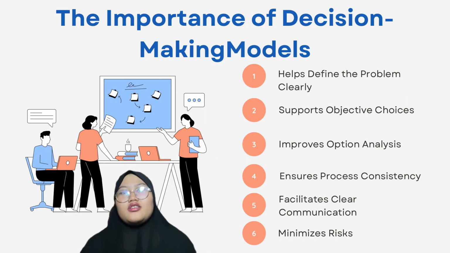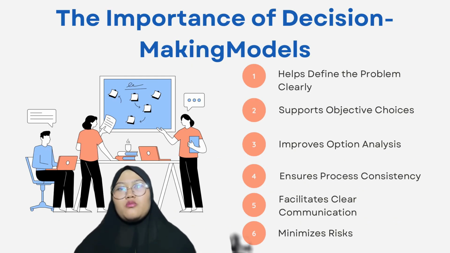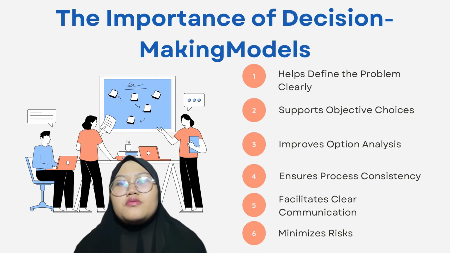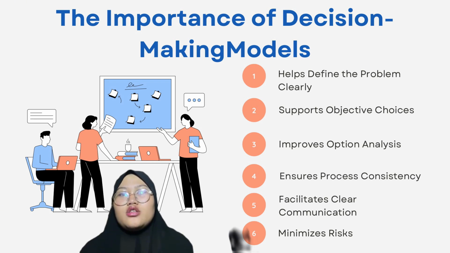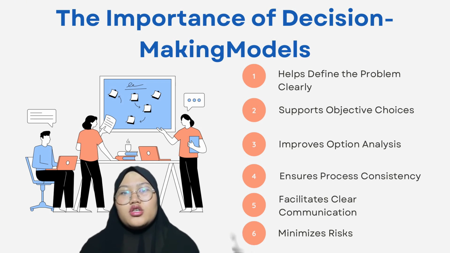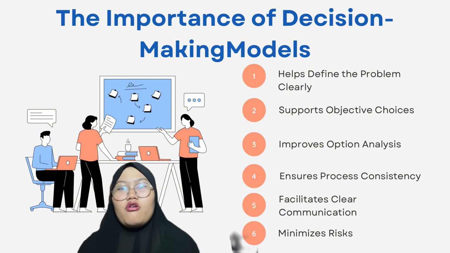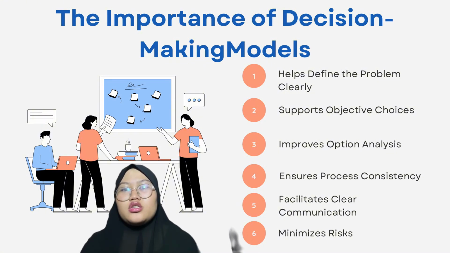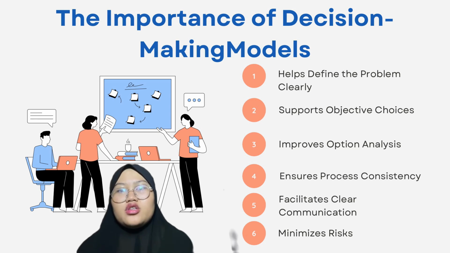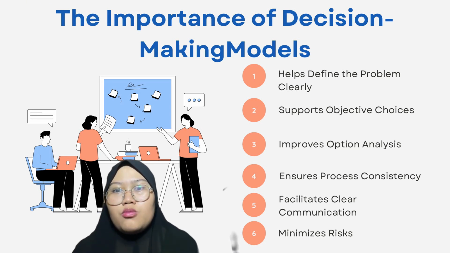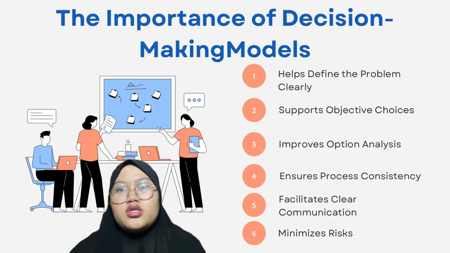The next material is the importance of decision-making models. 1. Helps define the problem clearly. 2 is support objective choices. 3 is improves option analysis. 4 is ensures process consistency. 5 is facilitates clear communication, and the last is minimize risk.